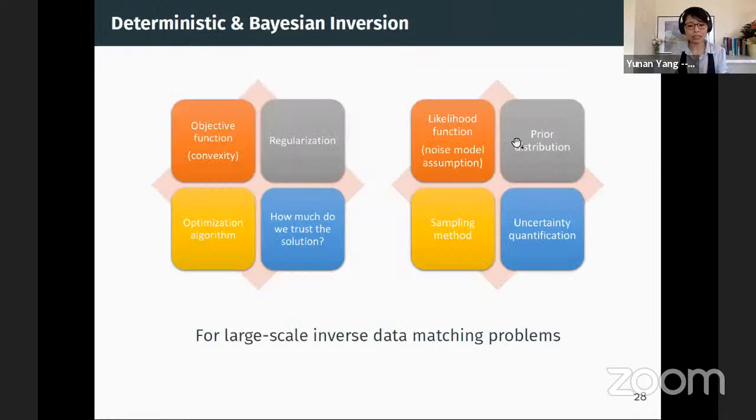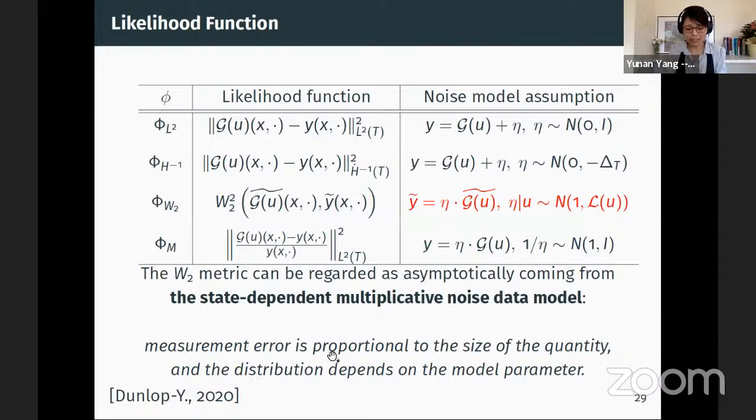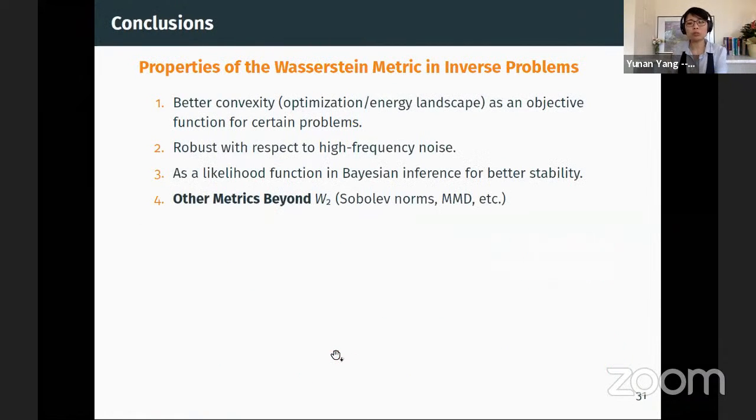And that's the work I had with Matt Dunlop. But I don't think I have time to finish that, and I would like to jump to my conclusion. So we start with the property of Wasserstein distance because of its very nice convexity in terms of translation and dilation. And we also realize it has high frequency noise robustness.